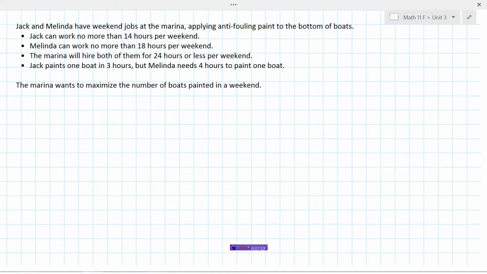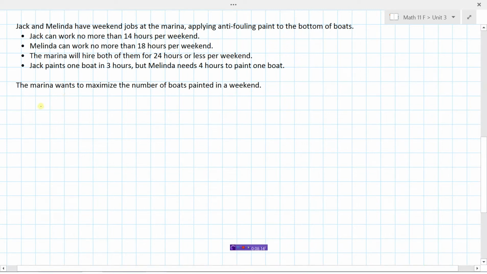So the marina has all this information. They want to maximize the number of boats painted in a weekend. So who should they hire and how long should they hire them? So the first thing we want to do is come up with all of our restrictions, or sometimes we call these constraints. And these will simply be inequalities.